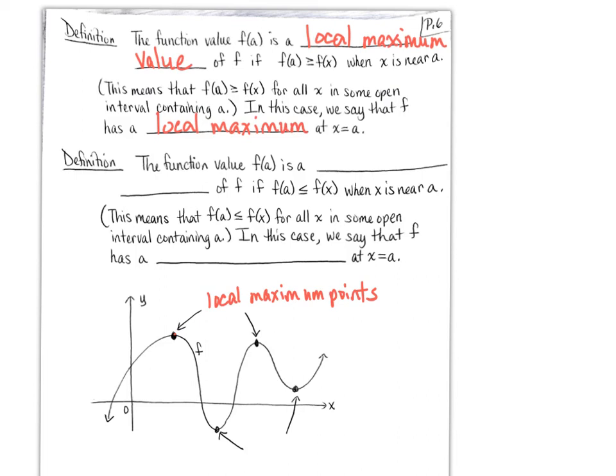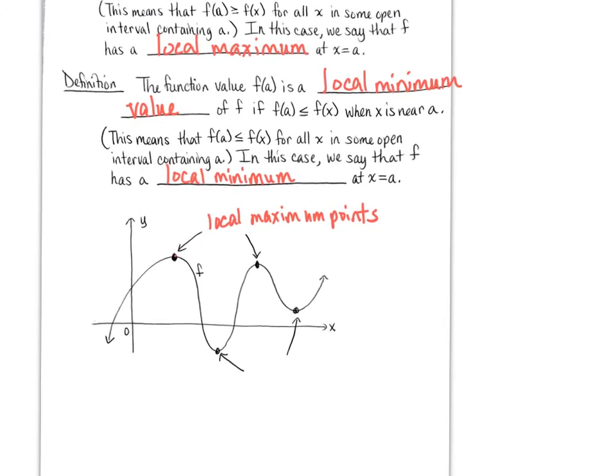Okay? Now, the other definition: the function value f of a is a local minimum value of f if f of a is less than or equal to f of x when x is near a. This means that f of a is less than or equal to f of x for all x in some open interval containing a. In this case, we say that f has a local minimum at x equals a. So in our graph, notice that we have a local minimum here and a local minimum here. So those are the local minimum values, points or values. Okay?